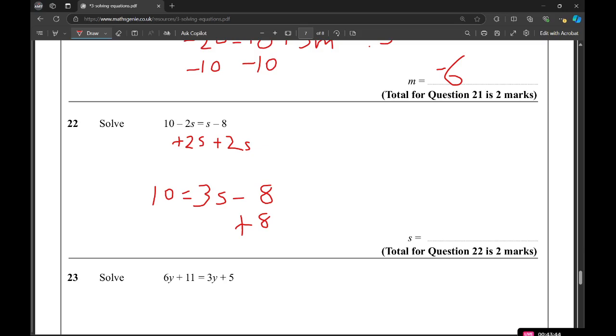When I do this, guys, 10 plus 8 makes 18. Divide by 3 on both sides. So 18 divided by 3 is 6. So s is equal to 6.